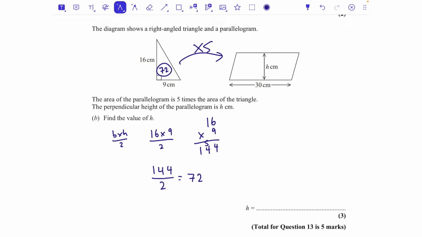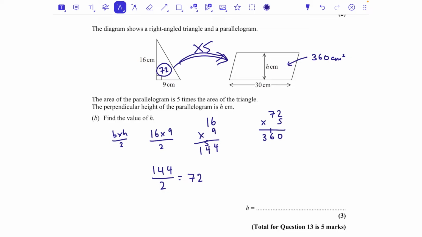And then we're going to multiply that by 5 to get the area of the parallelogram. So 72 times by 5. 5 times 2 is 10. And 5 times 7 is 35. Add the 1 is 36. So this parallelogram has an area of 360 centimetres squared.